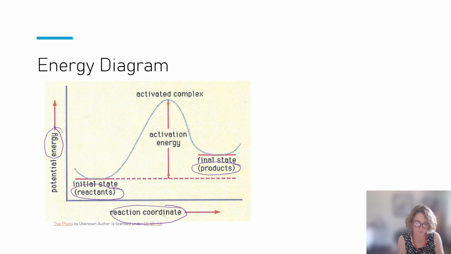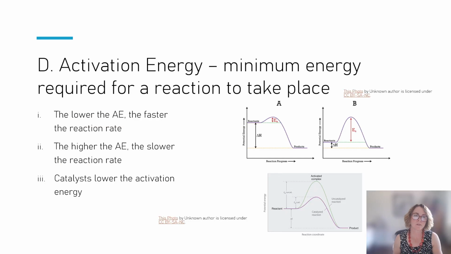We've talked a little bit about the activation energy, and that's the amount of energy you need to get that reaction going in the first place. Let's talk a little bit more about it. This is the minimum amount of energy that's required for that reaction to take place, for it to move forward. We've already touched on this: the lower the activation energy, the faster that reaction is going to go. The higher the activation energy, the slower it's going to go.